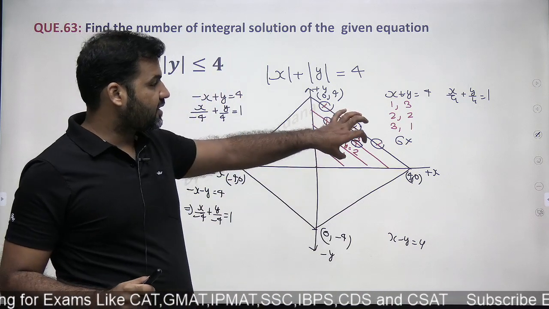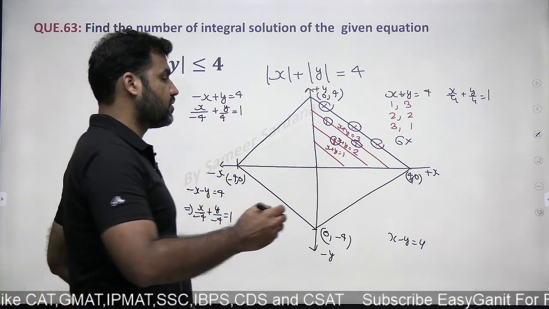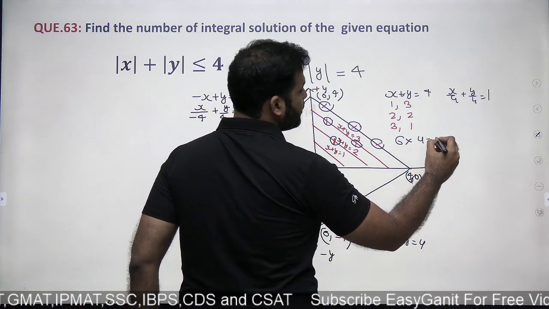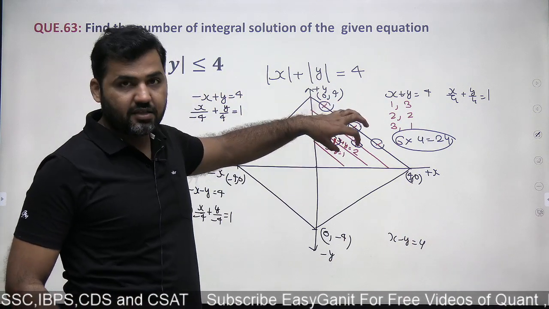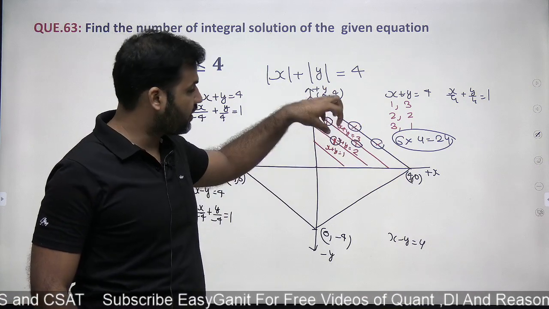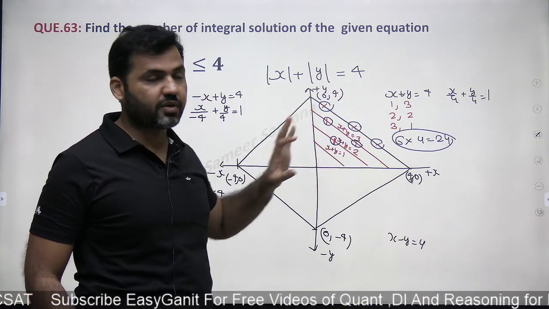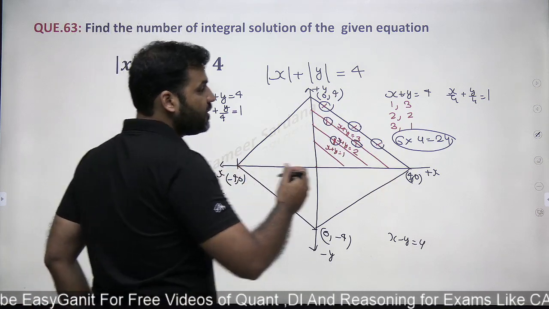Now, if I'm getting 6 solutions here, I'll be getting 6 solutions here also, 6 here also, 6 here also. So the total number of solutions will be 6 into 4, that is 24. But these are the solutions which are on the lines but not the extremes, right? Those which are not extreme but are on the lines and inside the region, or else on the region's extreme line. Now there will also be solutions here.